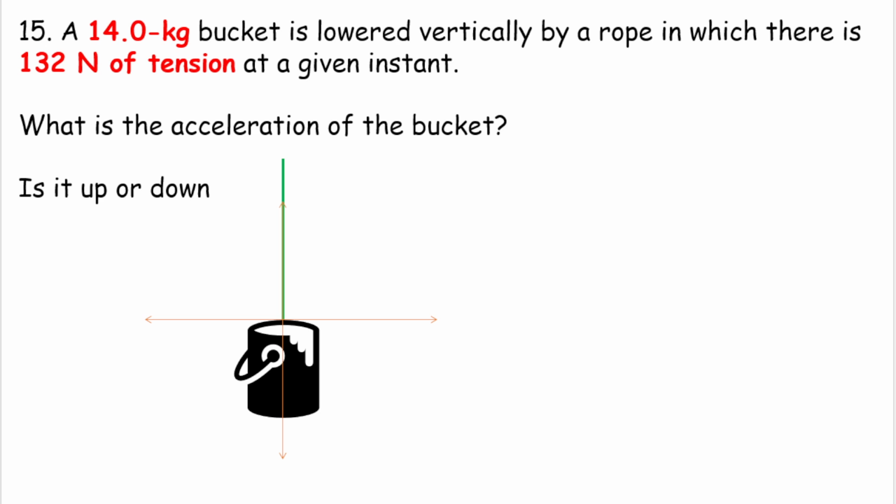Number 15, a 14 kilogram bucket is lowered vertically by a rope in which there is 132 Newton of tension at a given instant. What is the acceleration of the bucket, and is it up or down?